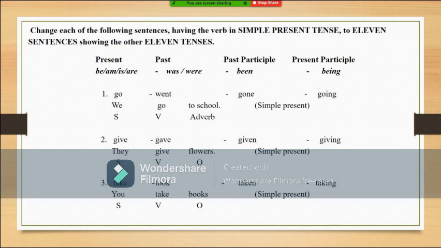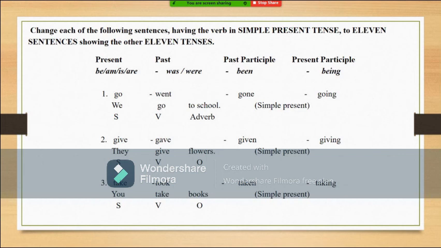We shall go to school, simple future. We shall be going, future continuous. Future perfect: we shall have gone to school. Future perfect continuous: we shall have been going to school. Like that you have to write down 11 sentences showing 11 other tenses. I have given only the simple present tense. You have to change that sentence showing 11 other tenses. I hope you have understood.